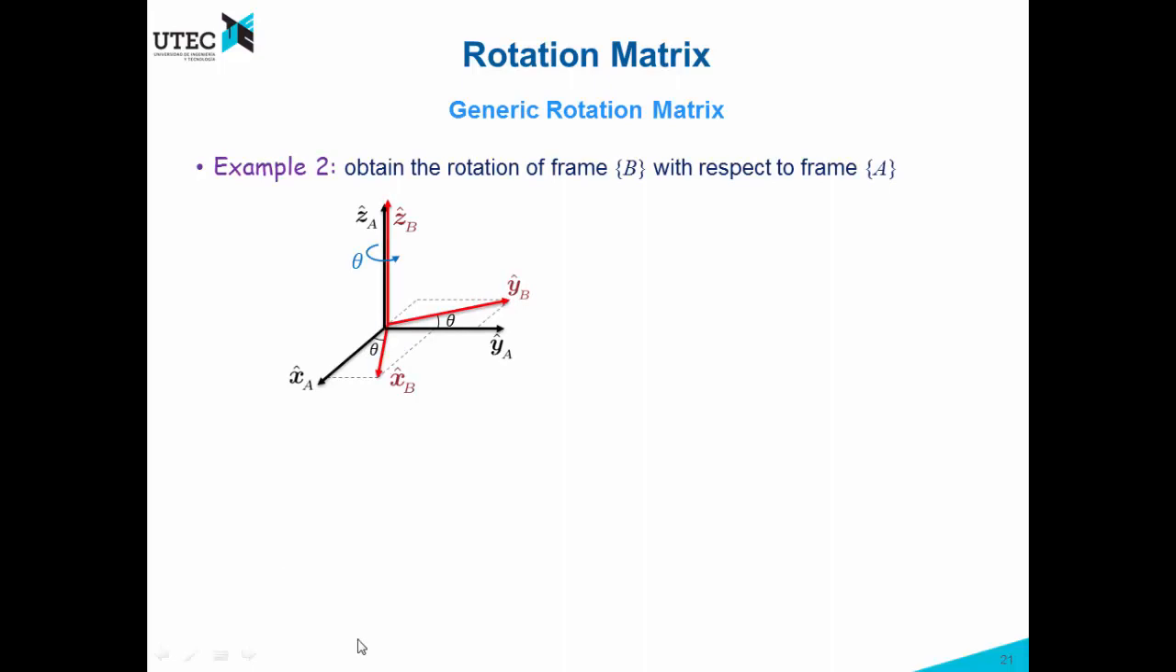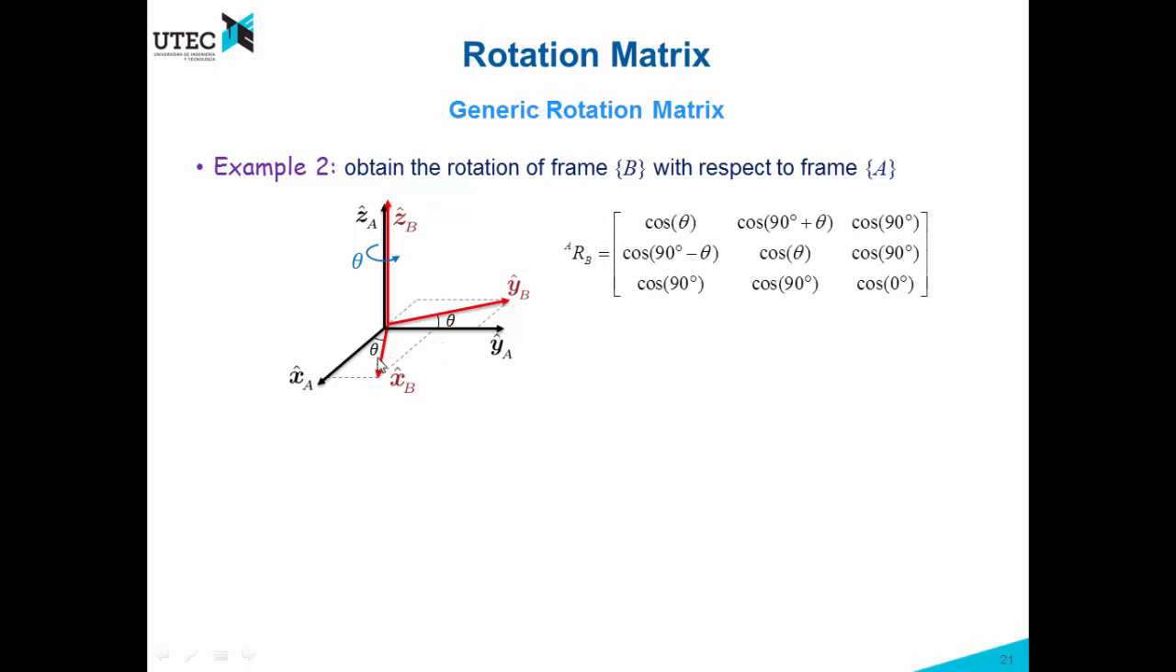In the second example, we want to obtain the rotation of frame B with respect to A. This is a rotation about the Z-axis. So we want to describe this XB in terms of XA. You see that this XB has an angle of theta with respect to XA. So it would be cosine of theta. Then this second element would be XB with YA. The angle here is 90 minus theta, as you can see here. And the third one is this XB with ZA, and the angle is 90 degrees, so we have the cosine of 90. We do the same for YB and for ZB, and if we simplify this, we get this representation. This is a generic rotation about the Z-axis. We can obtain similarly the rotations about X or about Y.